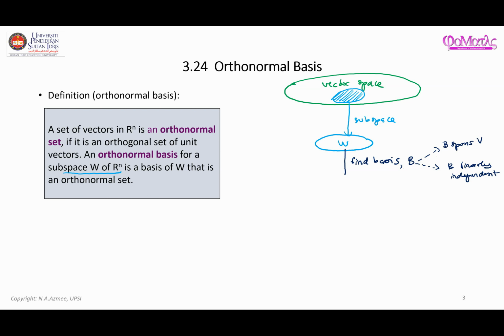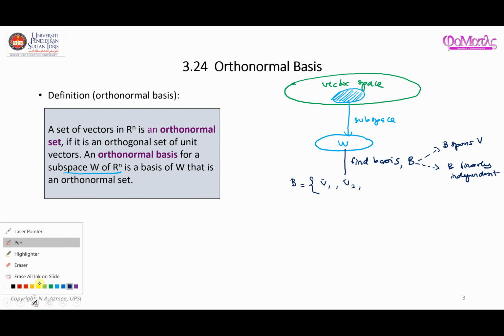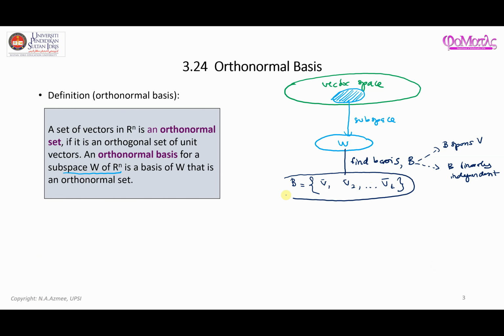Now let's say we have managed to find a basis. A basis consists of vectors, so we can have vector 1, vector 2, up to vector k, let's say. We can represent the basis as a collection, a set of vectors. So this is a basis here now. Once you have managed to get a basis, this is the first stage, and what you need to do then is consider the unit vectors.